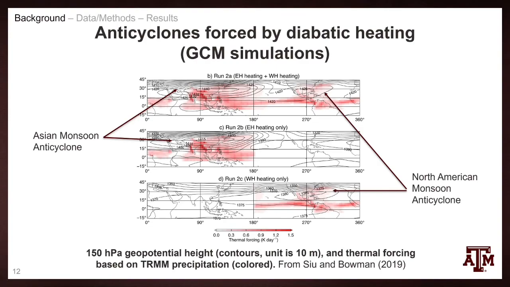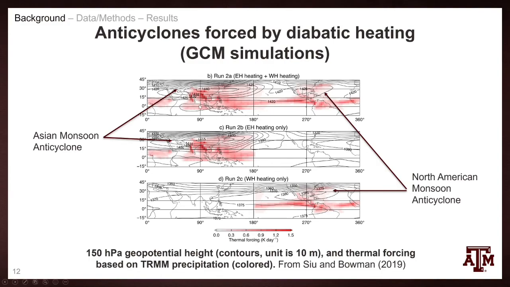The connection between latent heating from convection and the anticyclone has also been shown in a simulation. So these are some results based on the general circulation model in a study done by Su and Bowman. What they did was they took a GCM and then put a thermal forcing based on TRMM precipitation. So the red values here show the latent heating they estimated from TRMM precipitation. TRMM is a satellite with a radar.